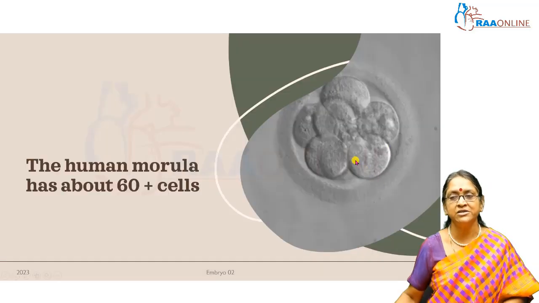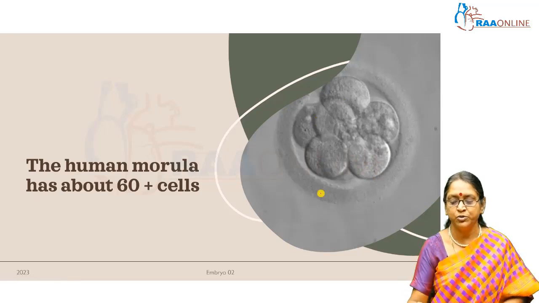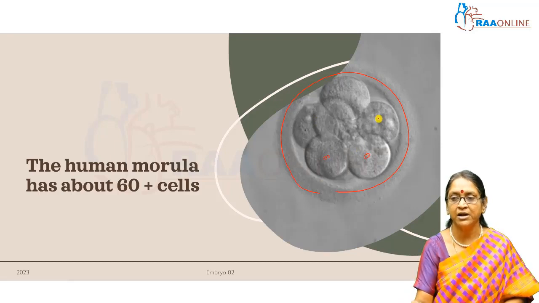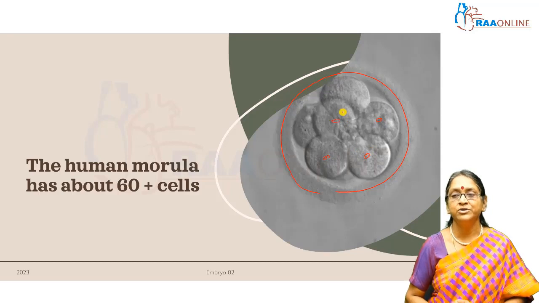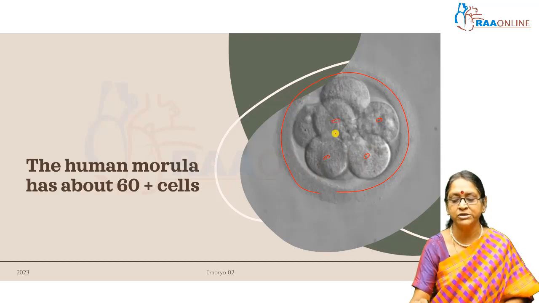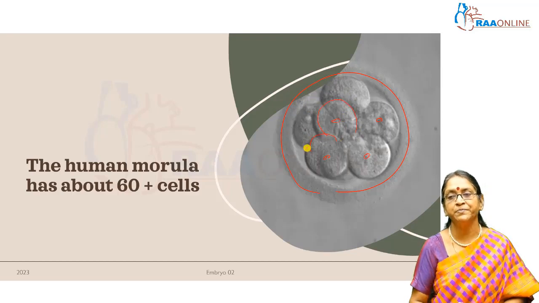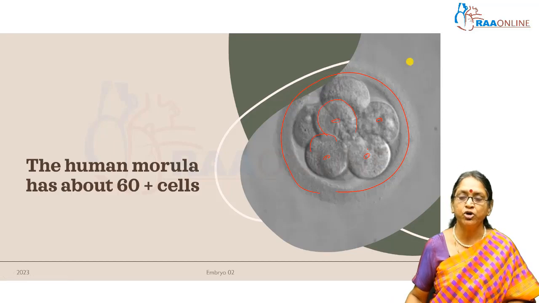So here you're able to find that beautiful structure. You find one cell, one cell, one cell, one cell. So you find many cells and they're all so closely packed. You notice that, so closely packed. These individual cells are called the blastomeres, and this entire structure becomes what is called the morula. The human morula has about 60 plus cells.